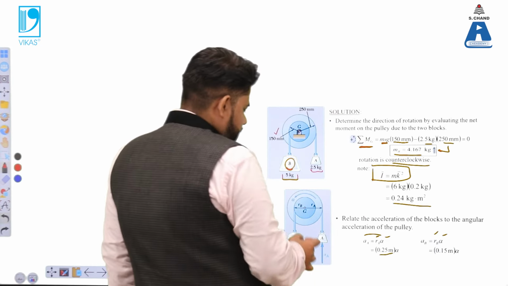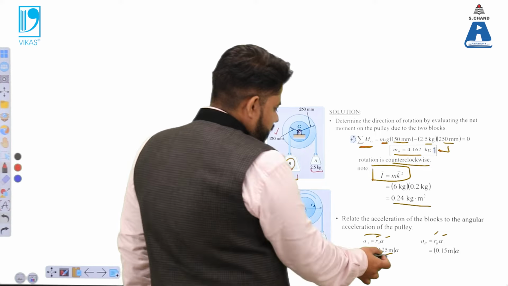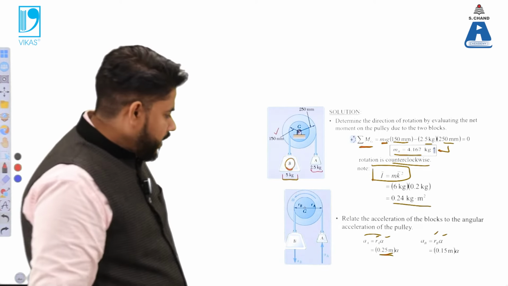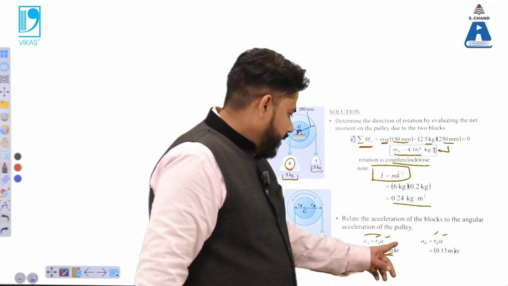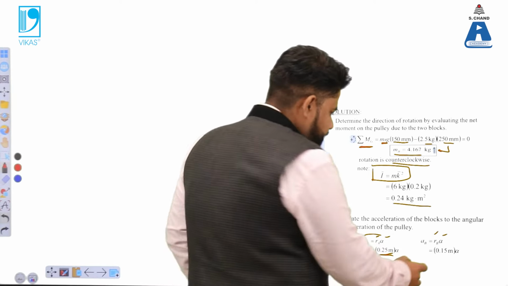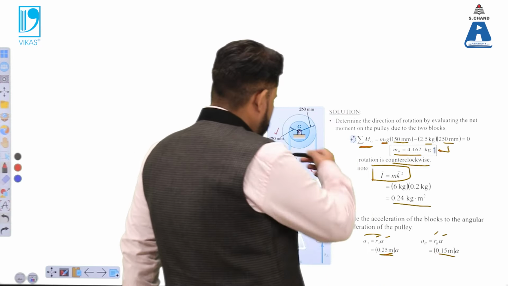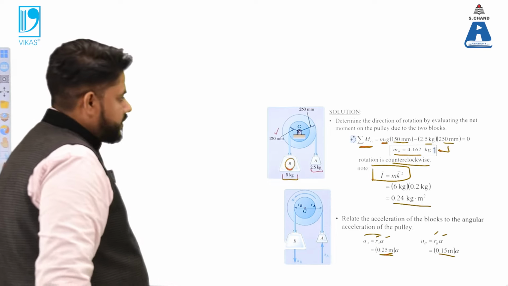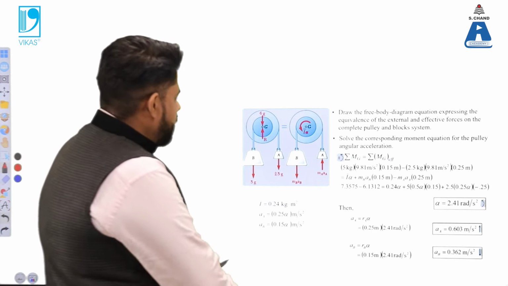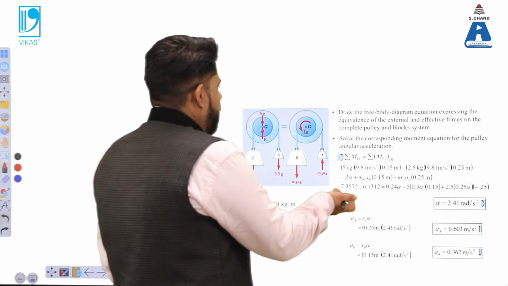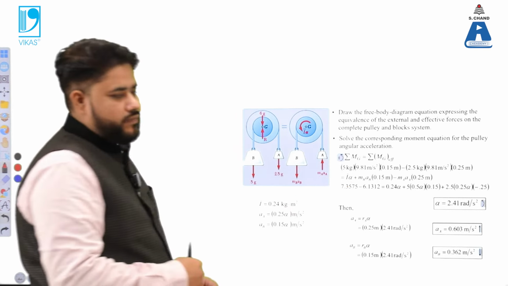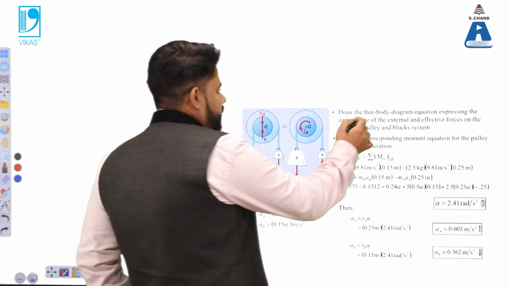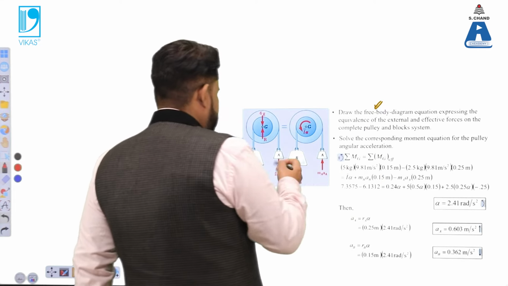So the radius is mentioned, 250 mm can be converted into meters, so that would be 0.25 meters multiplied by the angular acceleration, and here also 0.15 meter, 150 mm converted into meters, multiplied by that angular acceleration. We would use that angular acceleration value in the next equation. But before that, we have to make the free body diagram of the associated figures.